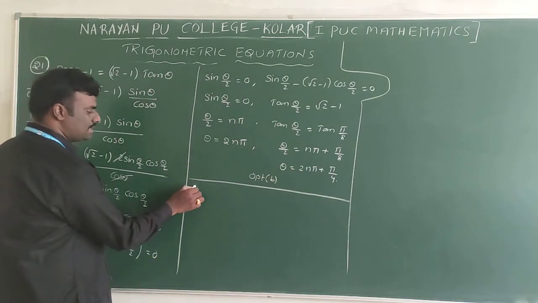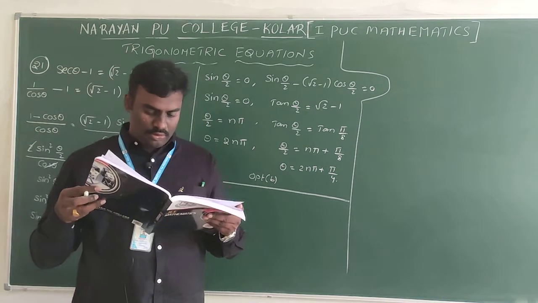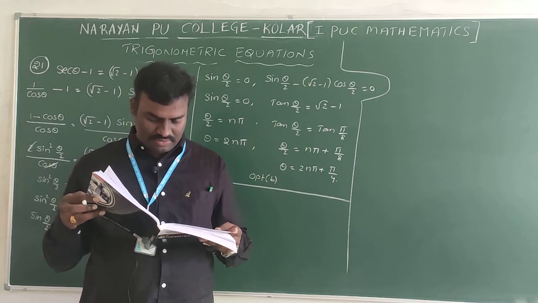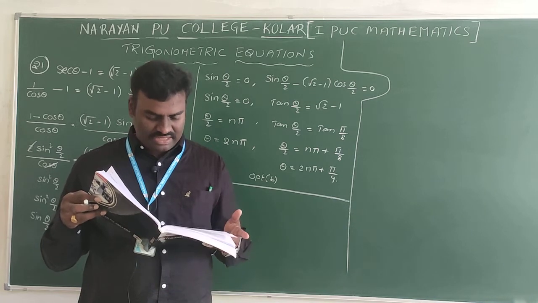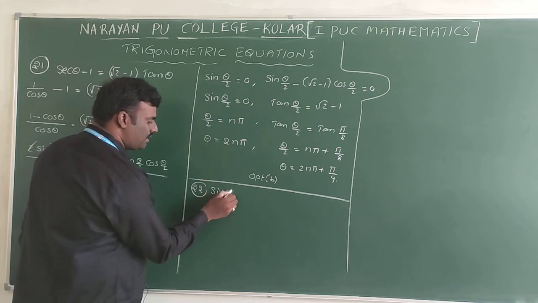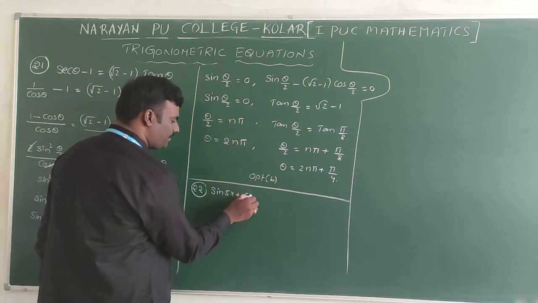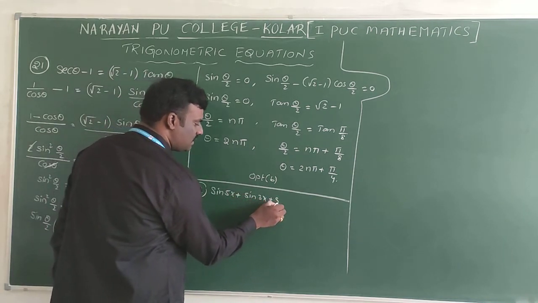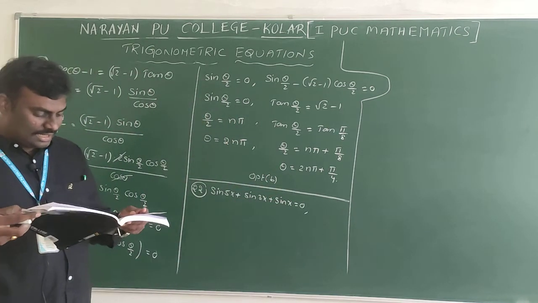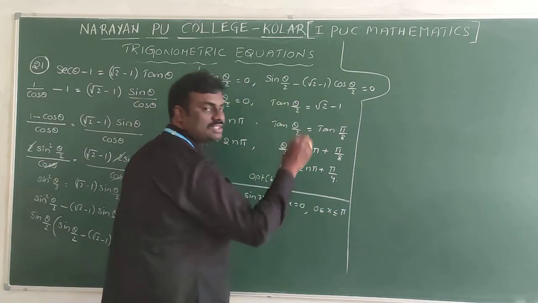Next, we will discuss question number 22. In question number 22, the number of solutions to the equation sin 5x plus sin 3x plus sin x is equal to 0, and here the x value is 0 to pi, that is it.